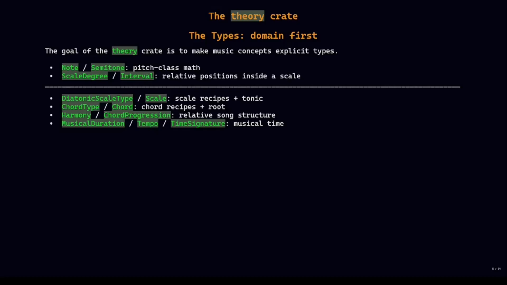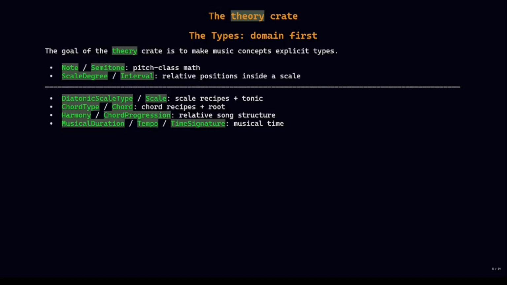Okay, so the theory crate. The point of this crate is to define the core musical ideas. Here, there are going to be two major types of expressions we have: a concrete expression like a note or a scale degree, and then the relative measurement of these. So, for example, we'll have 12 notes, and how you measure between two notes is semitones, similar to scale degree.